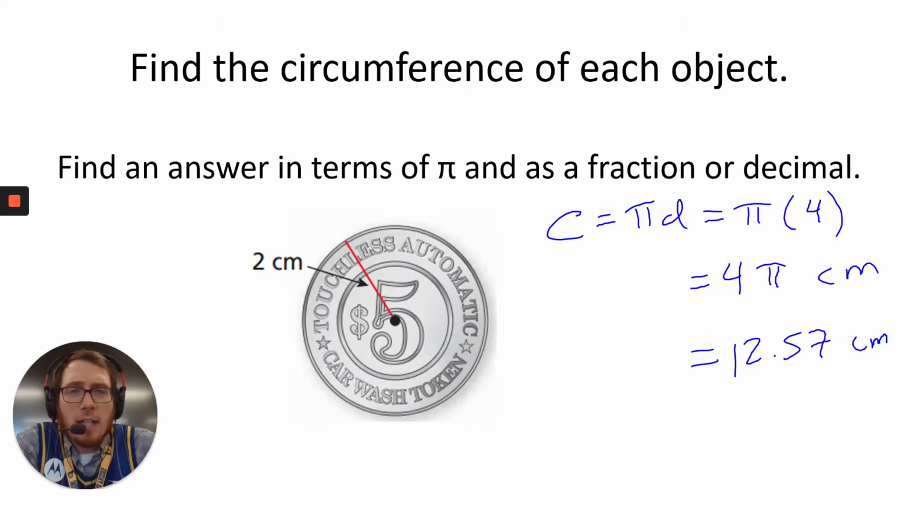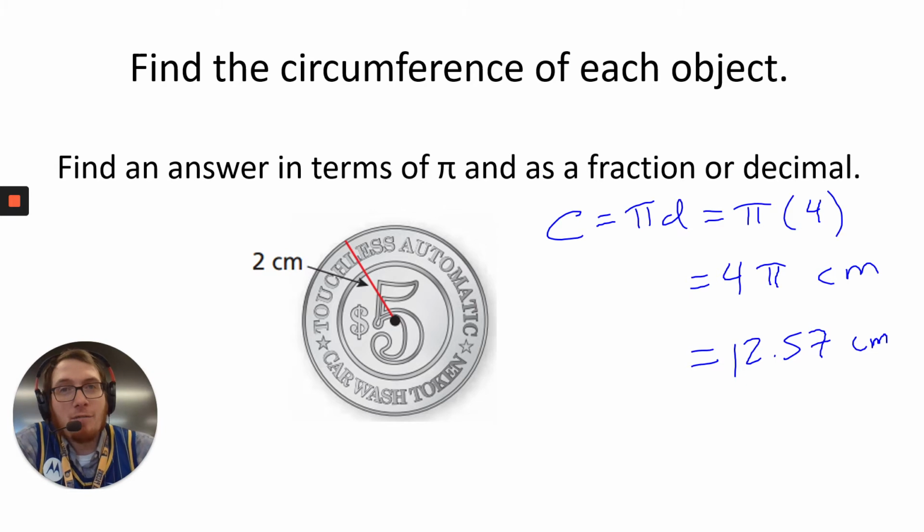The first thing we're going to look at is just finding the circumference of an item. This nickel, this $5 coin, has a 2 centimeter radius, which means the diameter is 4. Now, what you want to do, which your book does not talk about, let me repeat, your book does not talk about, is give this answer in terms of pi.